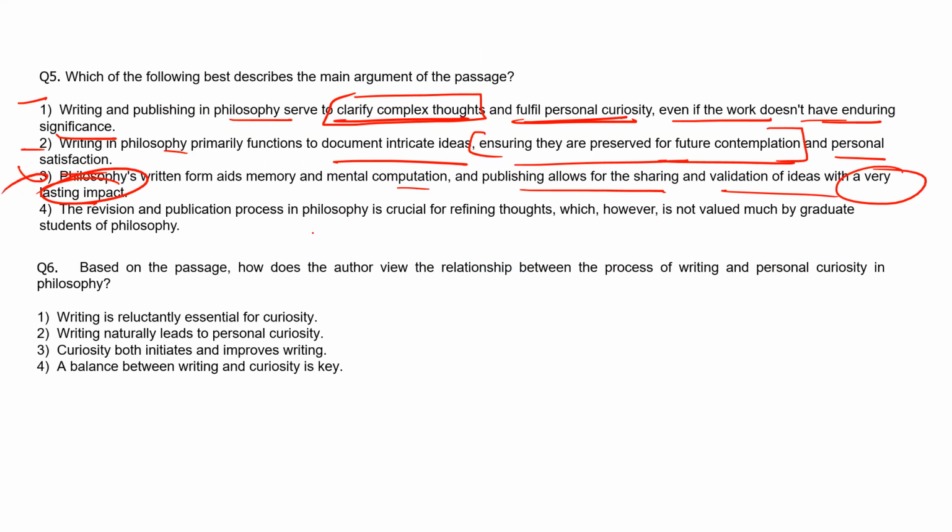Option four: The revision and publication process in philosophy is crucial for refining thoughts, which however is not valued much by graduates. This 'is not valued much' is wrong. There is nothing like that given here. So now we are left with options 1 and 2. Writing in philosophy functions to document intricate ideas, clarify complex thoughts. Okay, these two are fine up to here. Fulfill personal curiosity, fine. Even if the work doesn't have enduring significance.